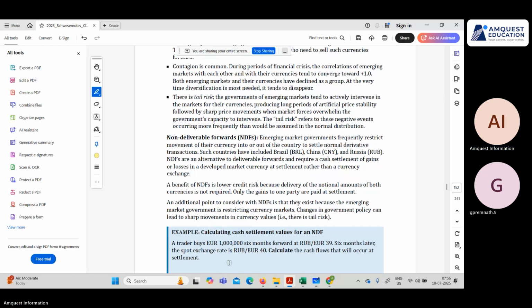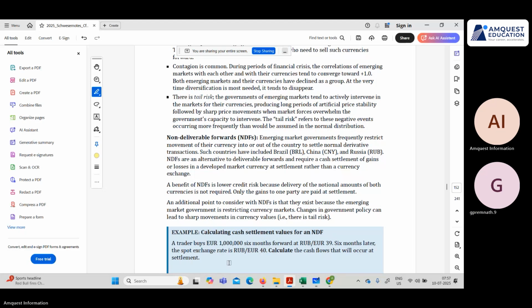Okay. Let's just sit back and understand what's going on here. Basically, he bought a forward for 39 and the currency actually appreciated to 40. So he'll actually make a profit over here. I can see that. Yes, he buys euro and euro has appreciated. Yes, I agree with you. Now the question is how much?